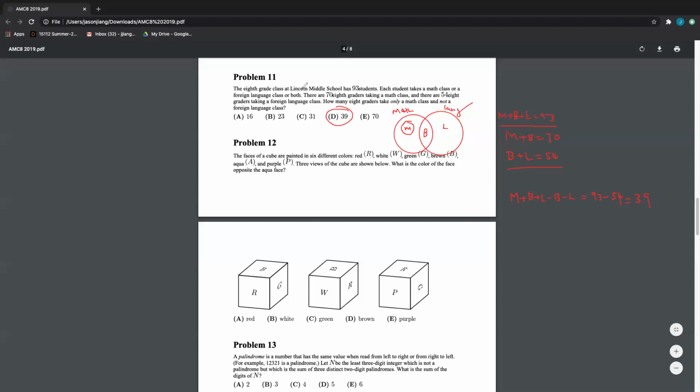Okay, problem 12. We've got a cube painted with 6 different colors: red, white, green, brown, aqua, and purple. We're given 3 views and we want to know the color of the face opposite aqua. Let's take a look.